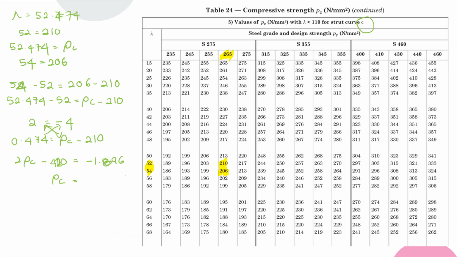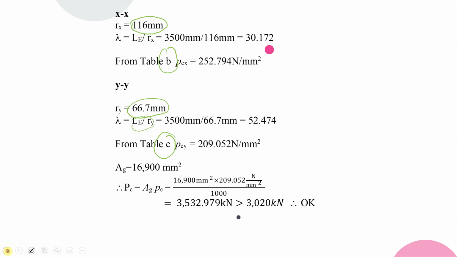So here I get 209.052. Okay, so 209.052 is the value of PC for the y-axis. Alright. Okay, same. So from these two, as usual, we take the lowest value. So y we see here is lower than xx. The value of PCX and PCY is 209.